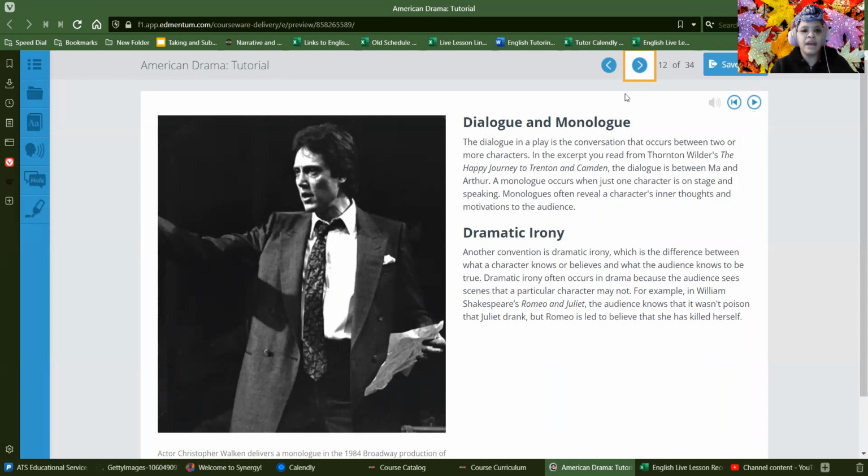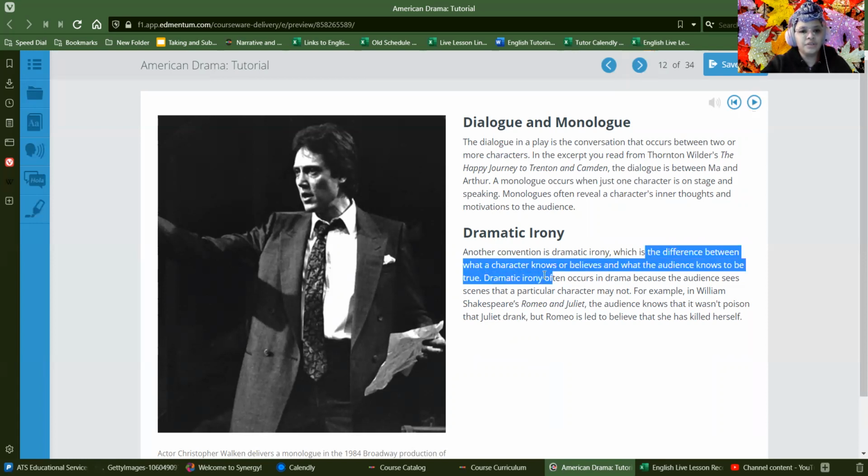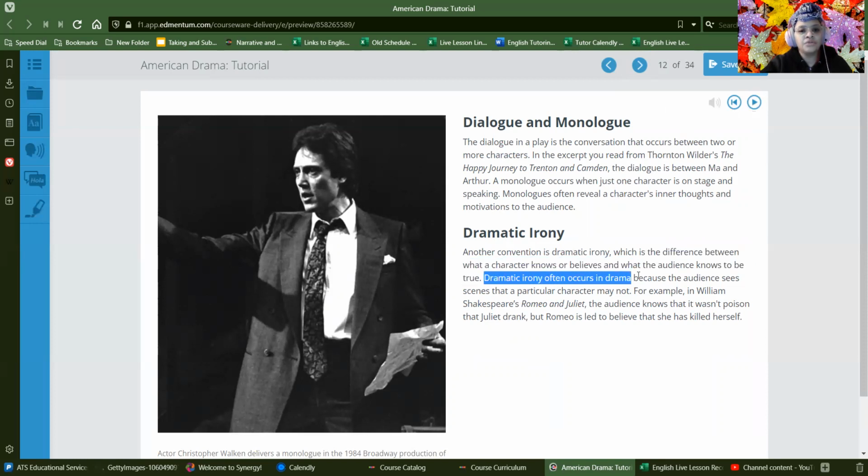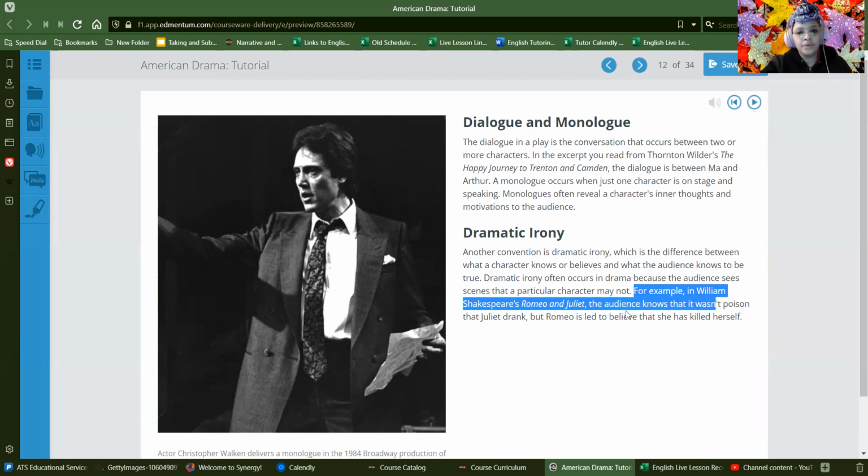And then we get dramatic irony. Again, we talked about this, but just to go over it, it is the difference between what a character knows and believes and what the audience knows to be true based on what they've seen. Dramatic irony occurs in drama because the audience sees scenes that a particular character may not. For example, in William Shakespeare's Romeo and Juliet, the audience knows that it wasn't poison that Juliet drank, but Romeo is led to believe that she's killed herself.